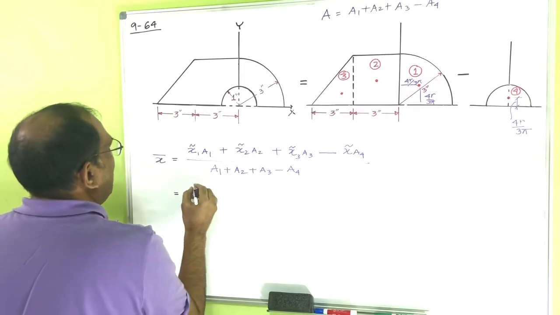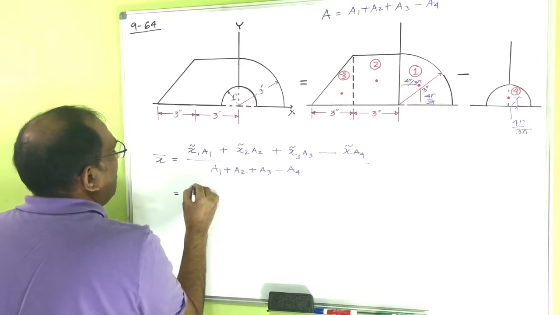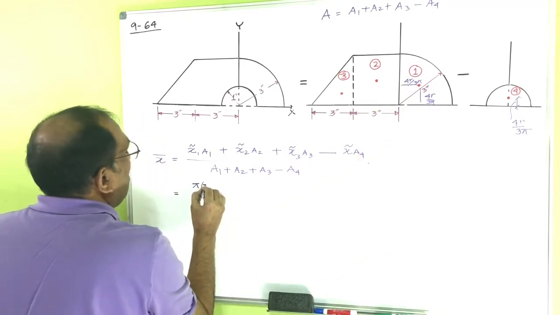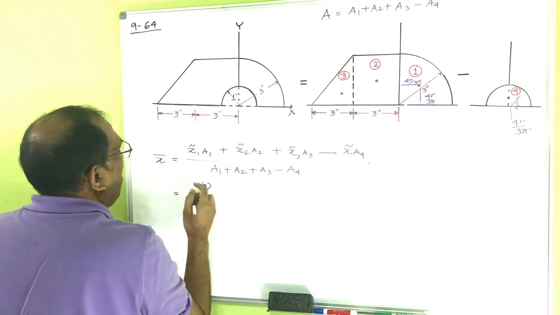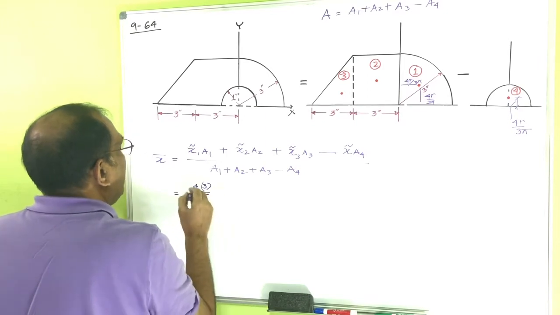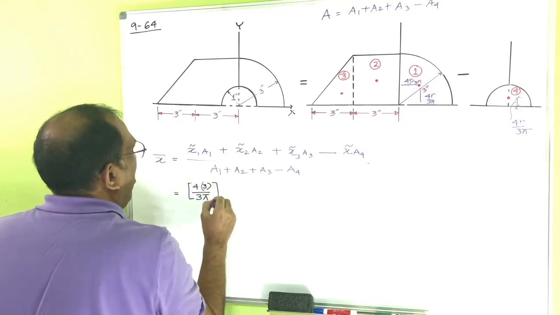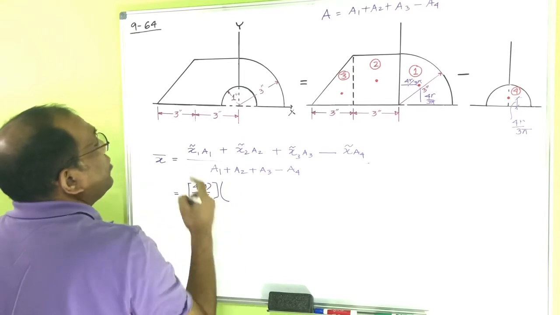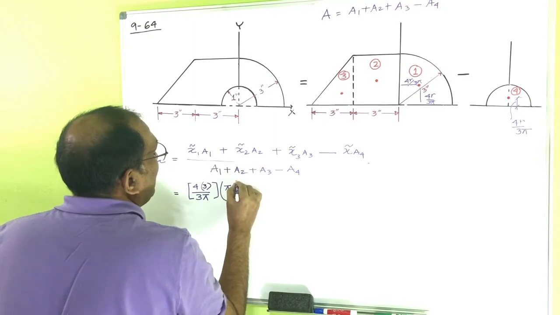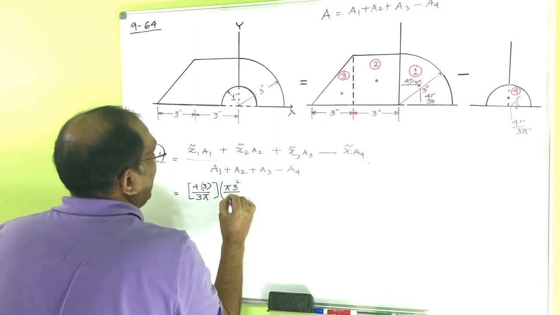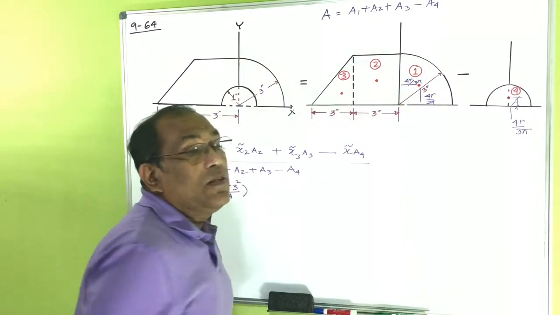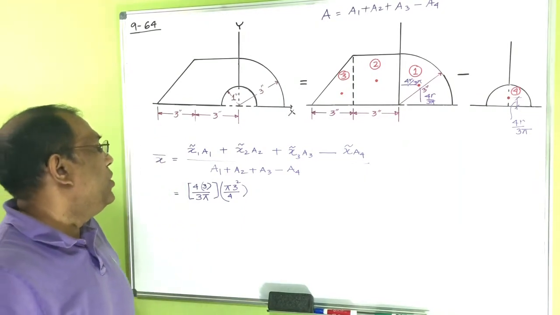So 4r by 3 pi. 4r is actually 3 inch. Then you can multiply that by A1, which is pi r square, which is 3 by 4, right? This is 1/4 of a circle. So pi r square divided by 4.